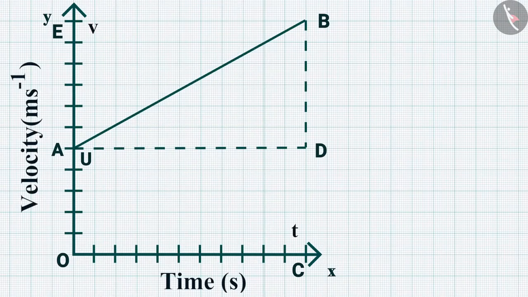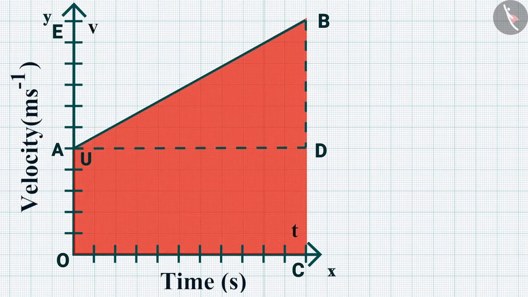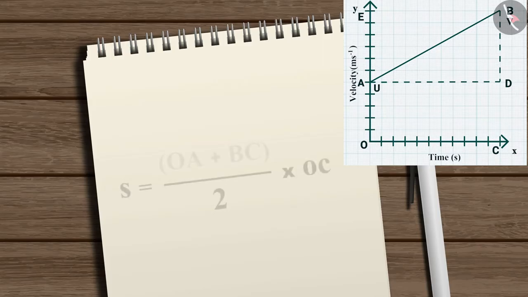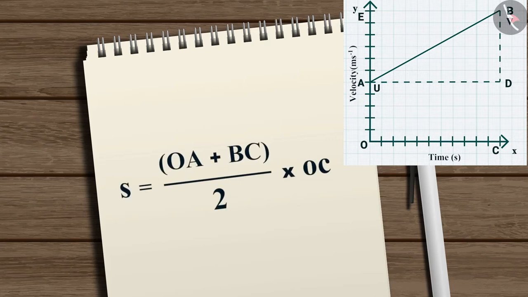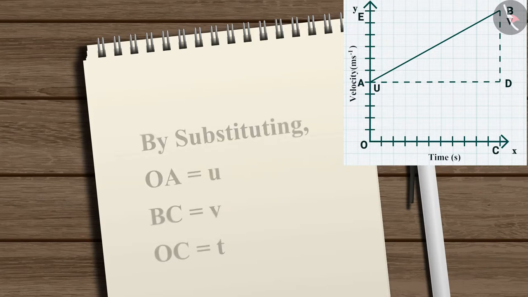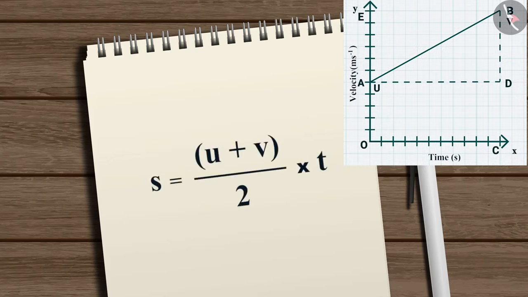In the previous equation, we saw distance s is equal to area of the trapezium OABC. Now, by applying the formula for the area of trapezium, we get s = (OA + BC)/2 multiplied by OC. By substituting the value of OA = u, BC = v and OC = t, we get s = (u + v)/2 multiplied by t.